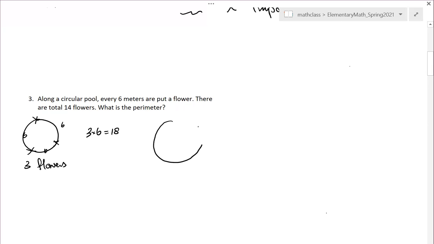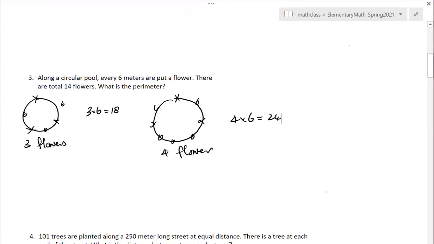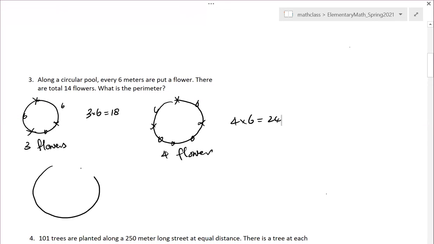And then you have 4 flowers, right? 1, 2, 3, 4. And then have a 6, 6, 6, 6. So in this case, 4 times 6, 24. So that's the idea. You just need to multiply the number, okay? And then you have 14, right? 14.